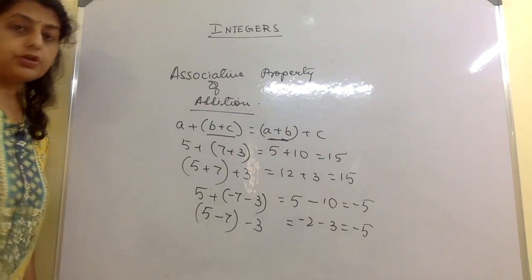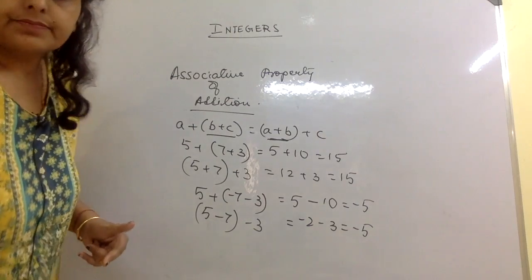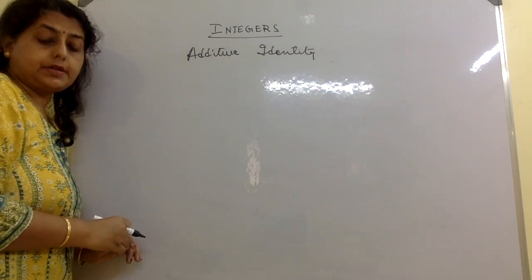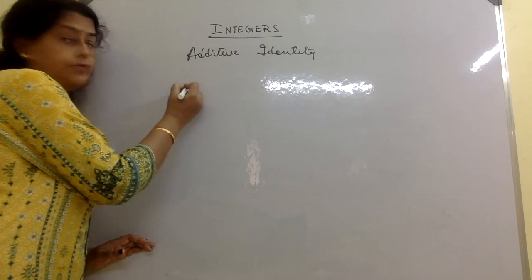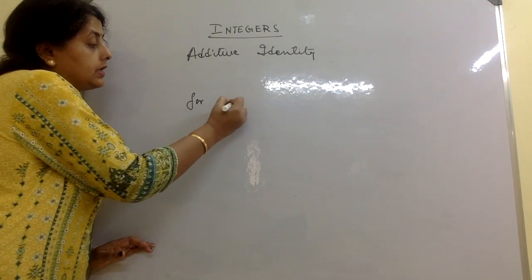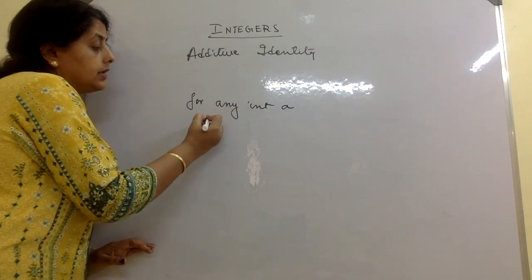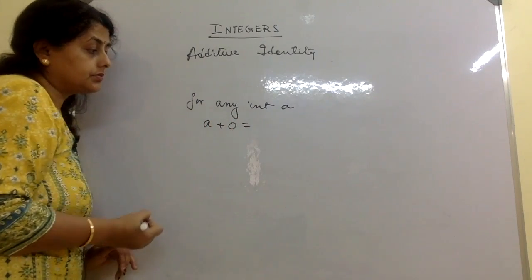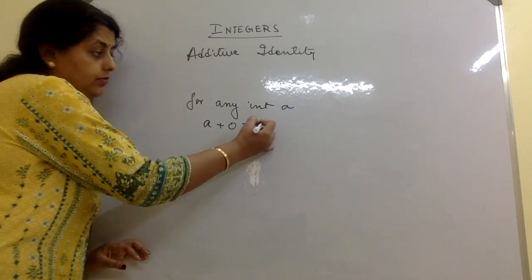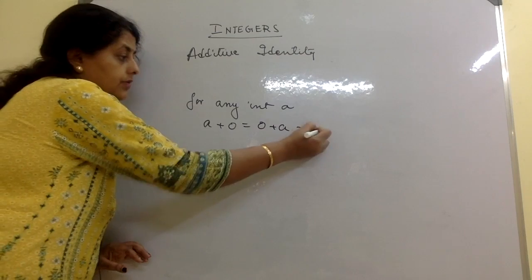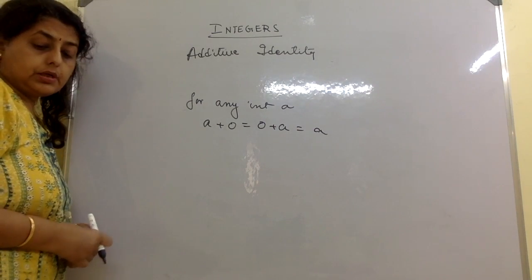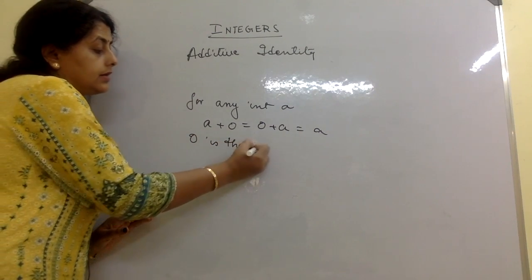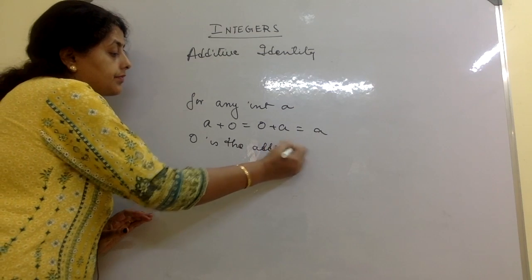So let me now work out the third rule, the third property. Additive identity. Okay, what is additive identity? Now for additive identity, for any integer a, a plus 0 is equal to 0 plus a, which is equal to a. Okay, now here 0 is called the additive identity. 0 is the additive identity.